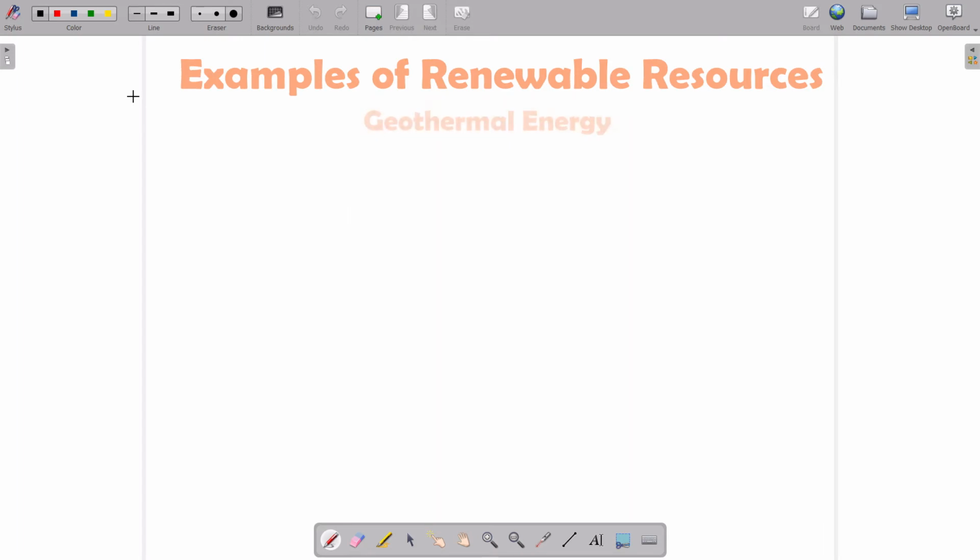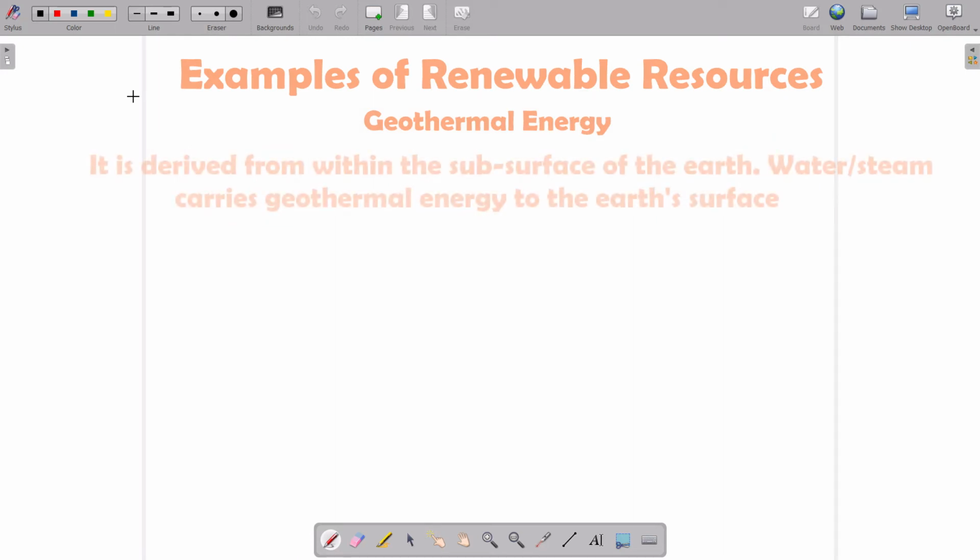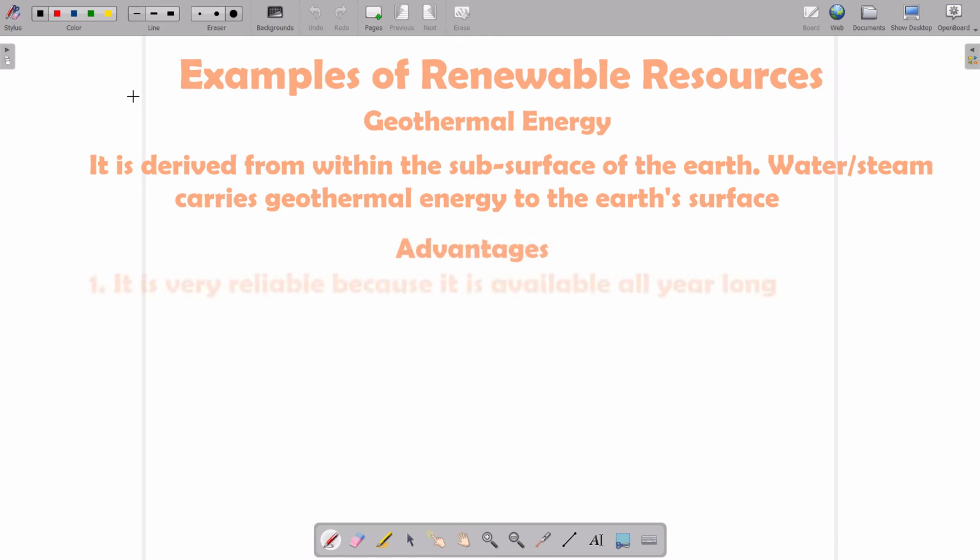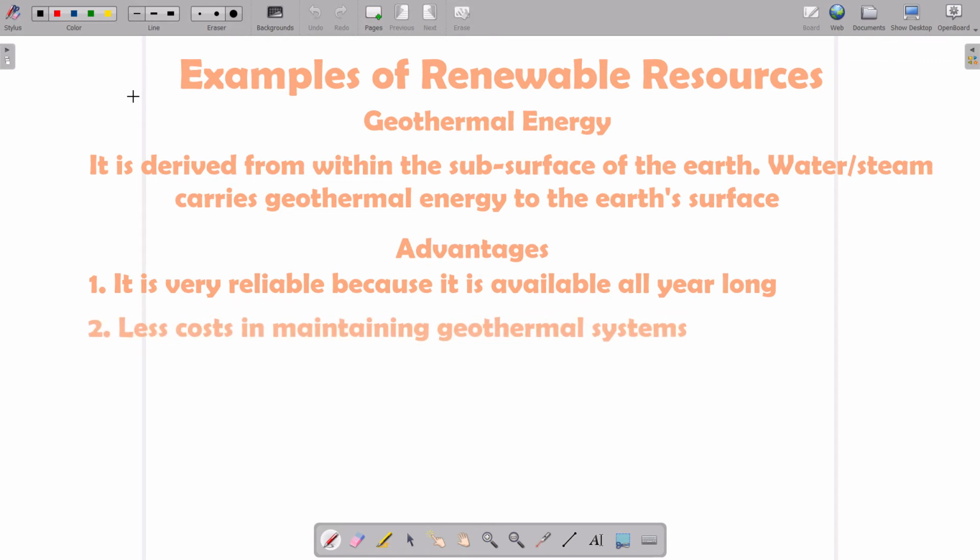Some examples of renewable resources include geothermal energy, and this is derived from within the subsurface of the earth. Water or steam carries the energy onto the earth's surface. What are some advantages? One, it is very reliable because it is available all year long. The second one is it is cost effective when it comes to maintaining geothermal systems.